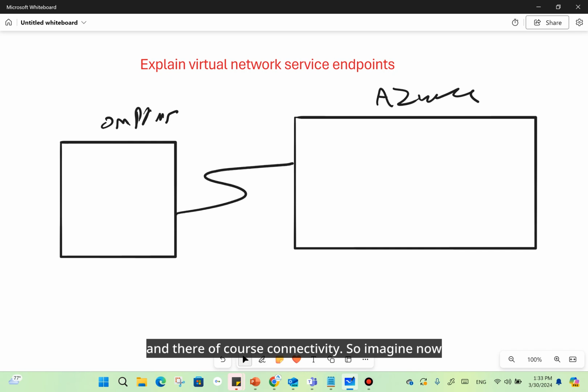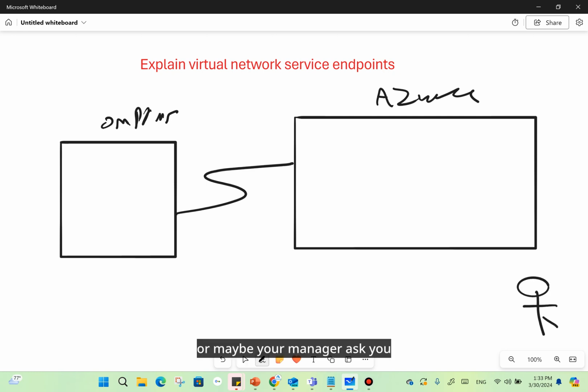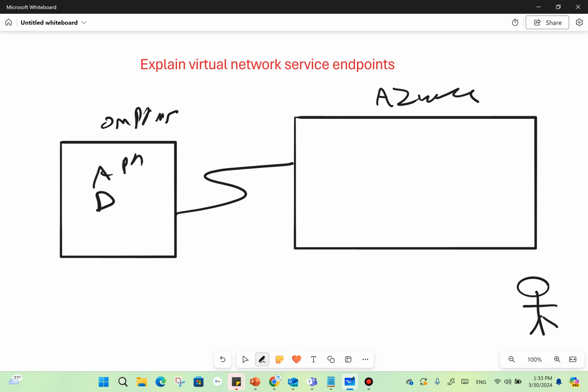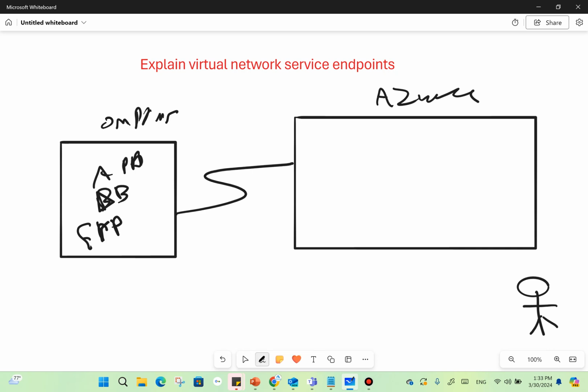So imagine now your customer, or maybe your manager, asks you to migrate your app and database for your ERP system. So we need to migrate your app service, your on-premise app, and database or ERP to Azure, on VM.